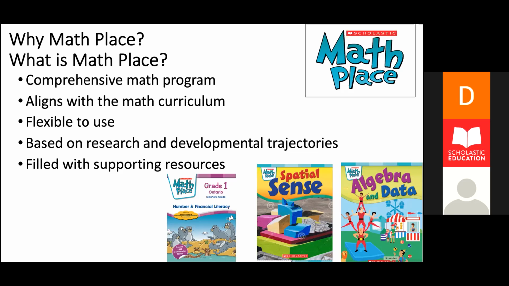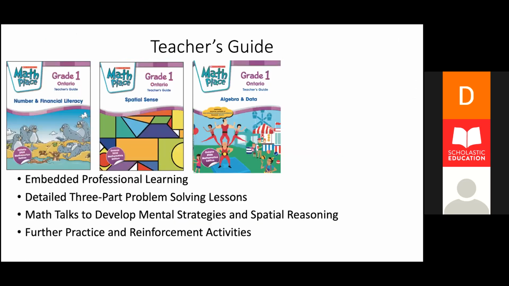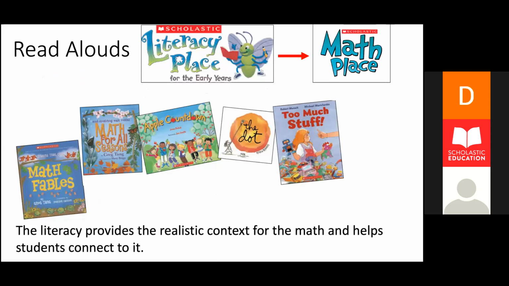So these are all the things that are included, just so you get an idea. This is not just a book. It, as you can see, is a whole kit. Comes in this great box. First of all, you get the teacher's guide that has embedded professional learning, which I'll talk about a little bit later. It's got detailed 3-part lessons in it for you to follow, and they all build upon each other. There's math talks in there to develop those mental math strategies, to develop spatial reasoning, and there's lots of further practice and reinforcement skills. And like I said, it all aligns with the curriculum. There are read alouds in there.